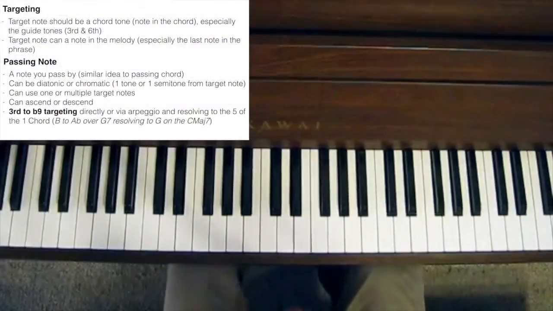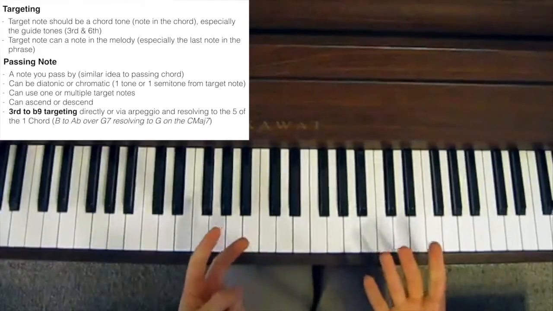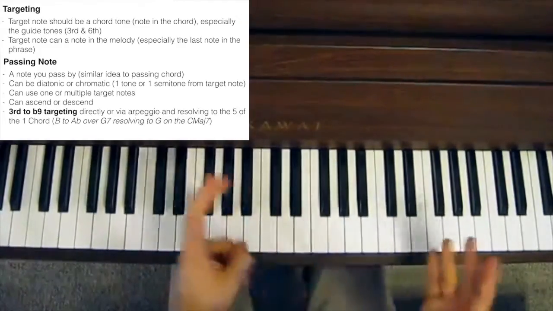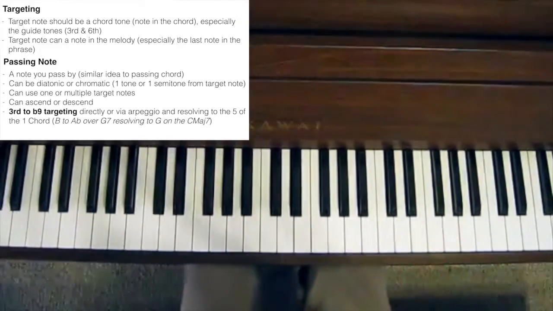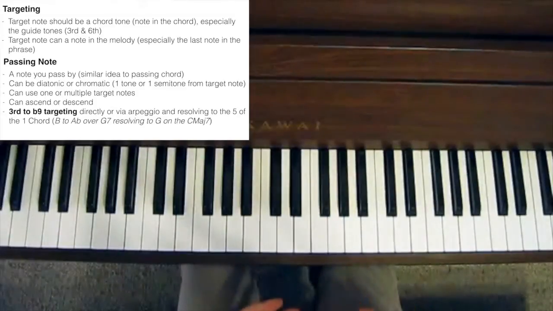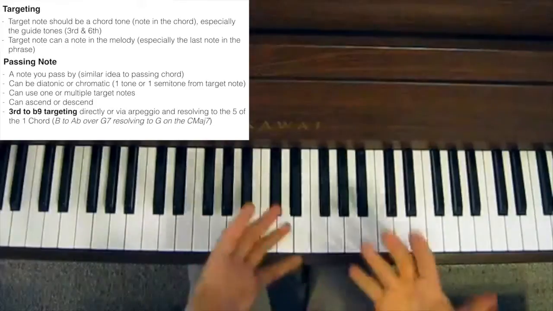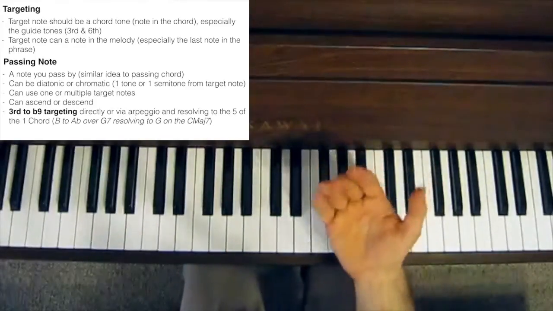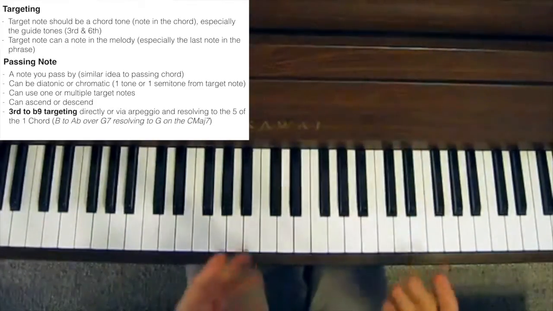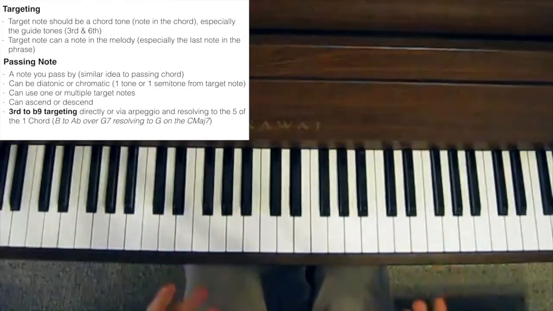Guys, so today we're going to be discussing passing notes and targeting, and this is my first video in this little series about how to play jazz improvisation, where we're going to start using outside notes, or notes outside of the scale that we're in, to create tension to then resolve it. And I'm going to take you through essentially how to do all of that.